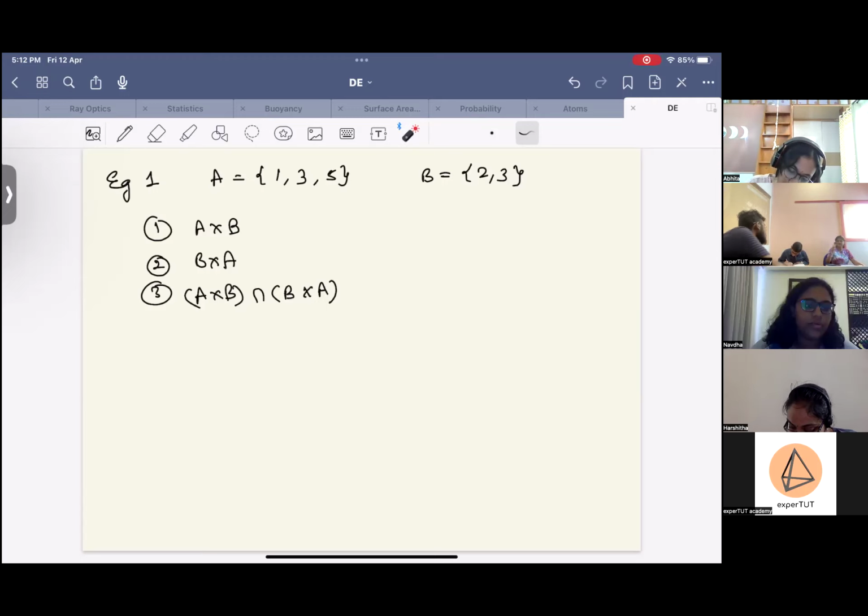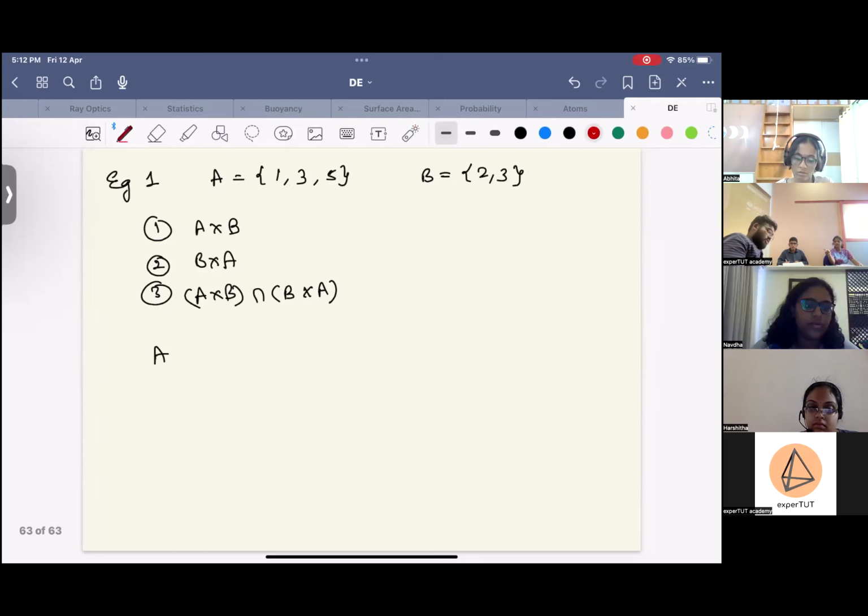Please be louder. Since the order doesn't matter, I can copy the same value for the first one. But with reverse, inside it is reversed. See, for example, in A cross B when you're writing. So that is a must.